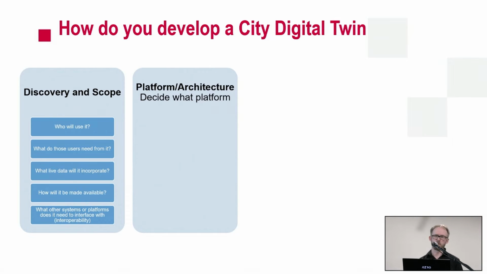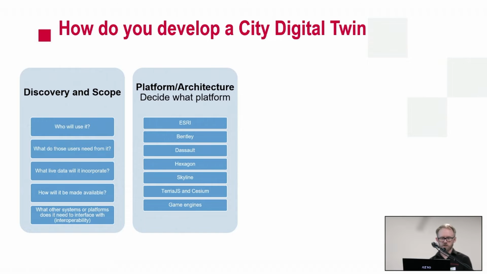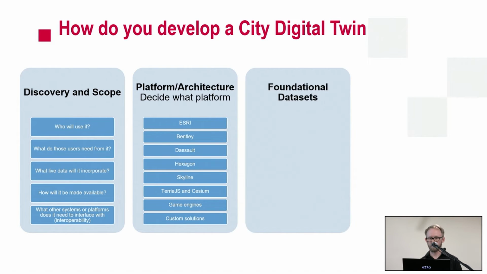Then you've got to decide on the platform and architecture, and most businesses or organisations that are putting together these platforms, they need to make sure that they're anchoring to whatever they're built on. That might be an Esri system or a Bentley system. Dassault and Hexagon have solutions. Skylab have a really great system of interoperable data. Terria.js and Cesium are very predominant players in the market. More recently, we've seen game engines and custom solutions come to the fore as well as a different way to amalgamate this type of data and give visibility to it.